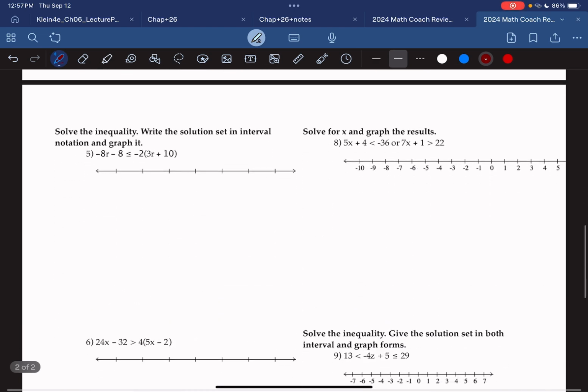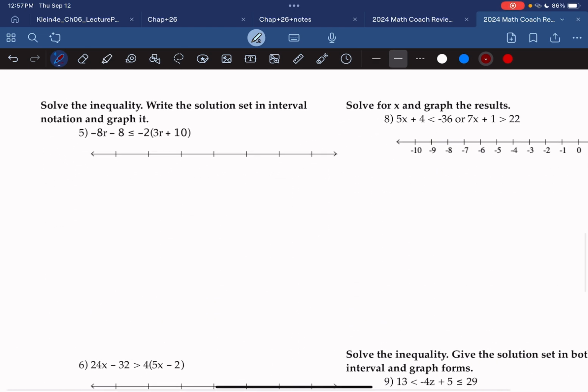So 5. Solve the inequality, write the solution set in interval notation, and graph it. So let's change colors and let's rewrite this over here at the bottom. Negative 8r minus 8 is less than or equal to negative 2 times the quantity 3r plus 10. So these are kind of like solving regular equations. It's the same steps. You can treat this as an equal sign until it comes to actually writing the set and interval notation and graphing it.